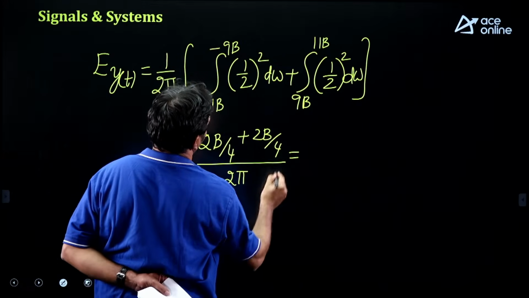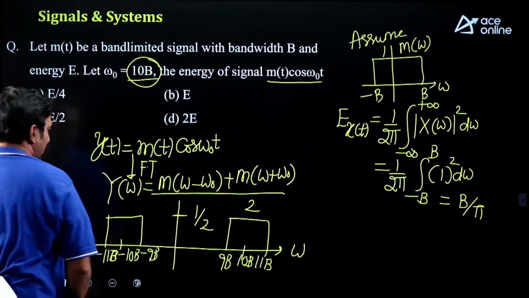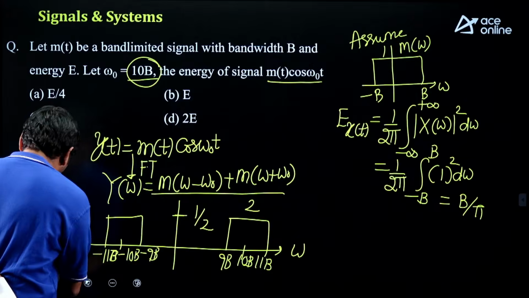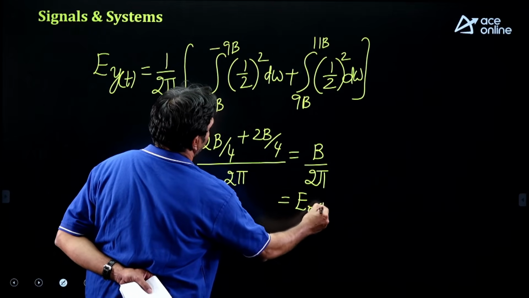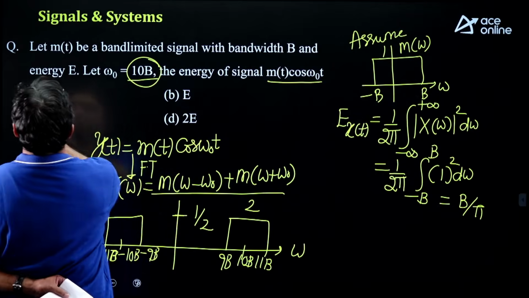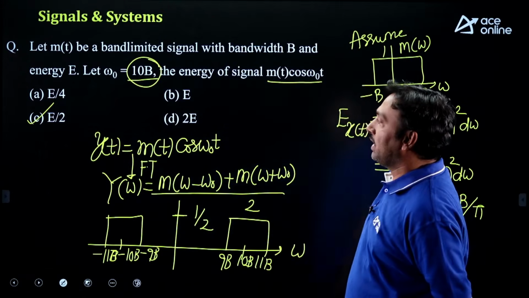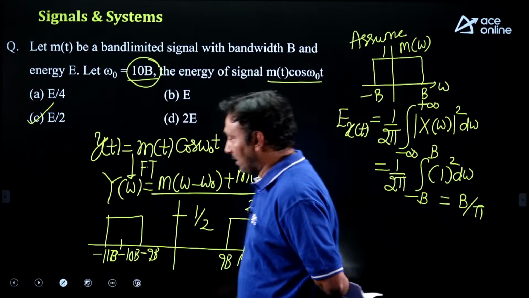So overall becomes how much, sir? B by 2 pi. What you got? Energy of original signal, B by pi. Now how much you got? B by 2 pi. So in terms of energy in the original signal, you can say E by 2 is the result or not? Such an easy model. Simply application of Parseval's theorem, extra modulation property. Very easy model.